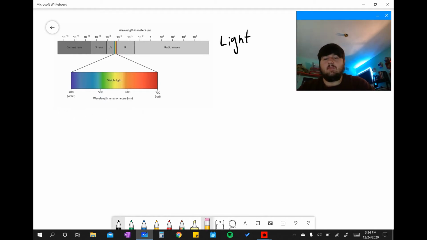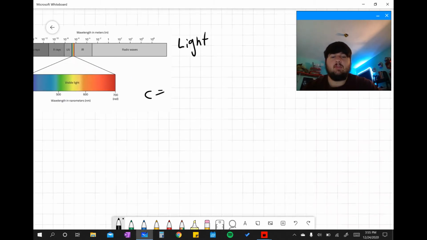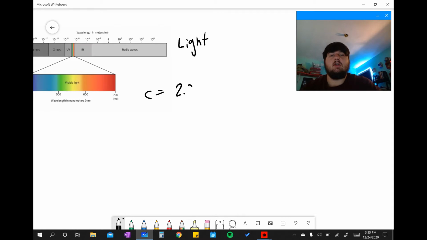So yeah, the speed of light: any form of the electromagnetic spectrum, whether it's a radio wave or a gamma ray, is going to be traveling at the same speed, which is this c. It's called the speed of light. It's a constant, 2.99 times 10 to the 8th meters per second. That's very, very fast.